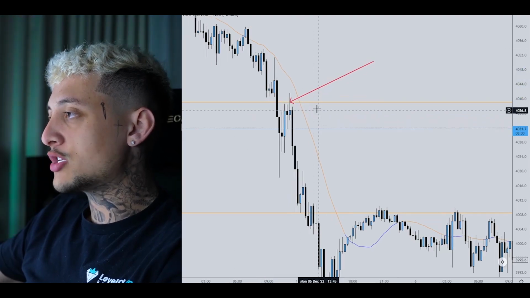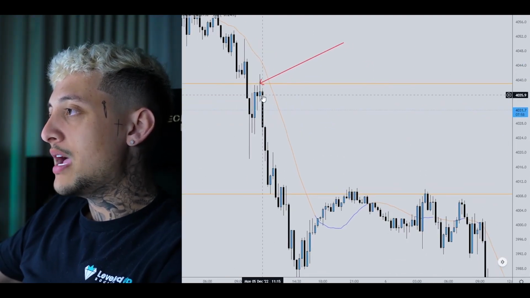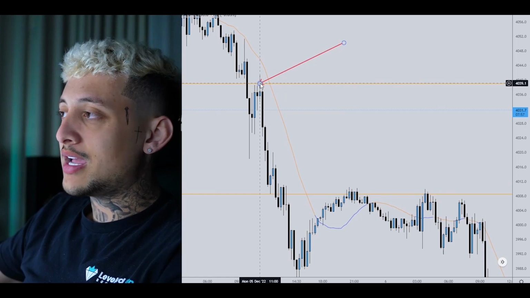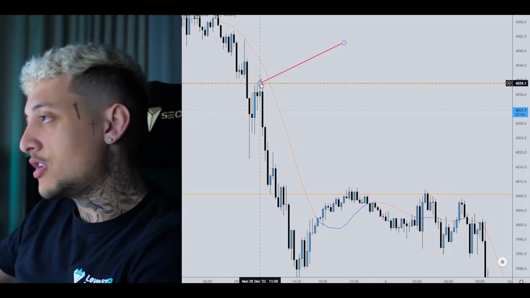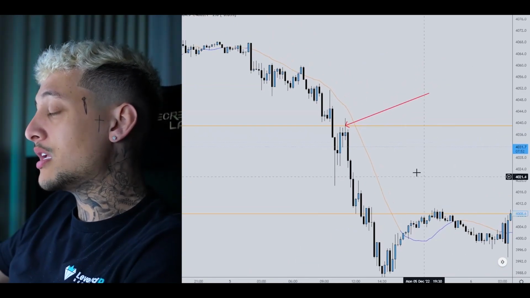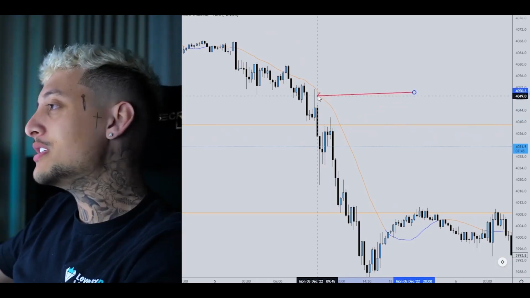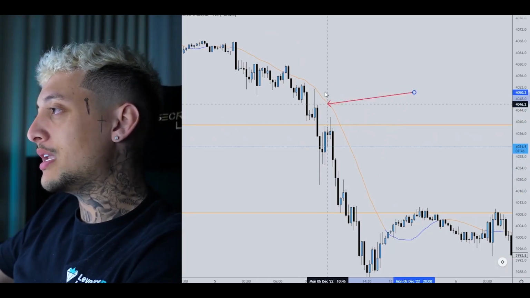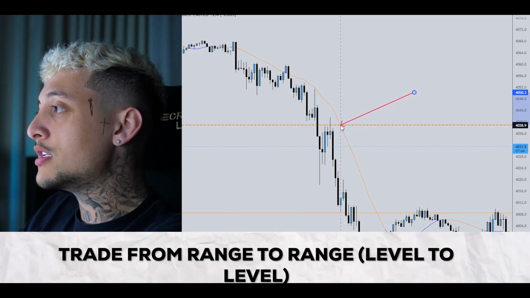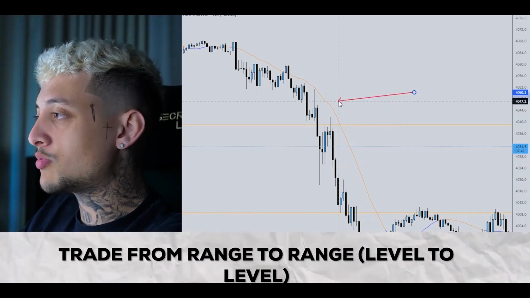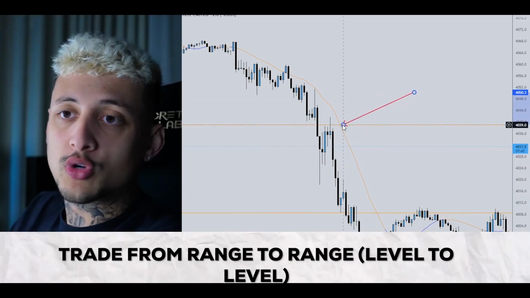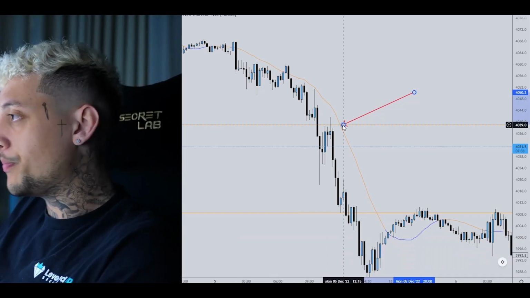Notice the trend is actually bearish. We're trading under the 21 SMA, and price gave us a nice clean rejection. This is clearly a signal where you're going to look to sell, my apologies, in the direction of the trend itself. So we're basically trading from range to range. That's what we're simply going to be doing. We're looking to trade from level to level.